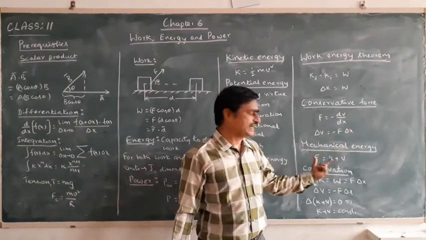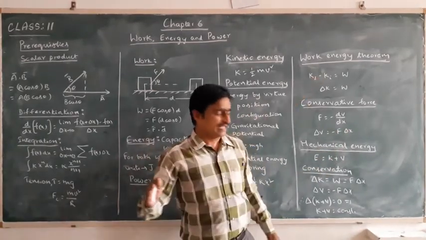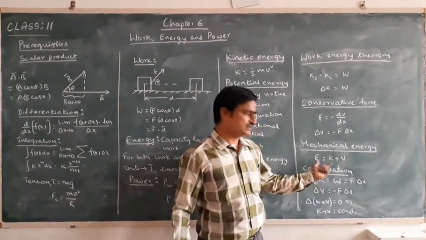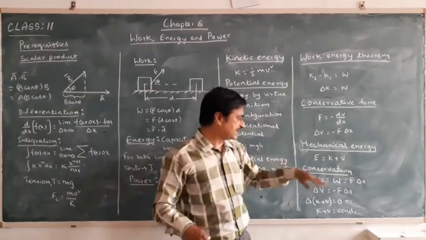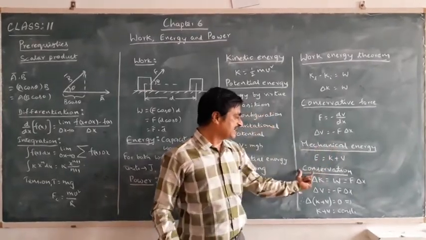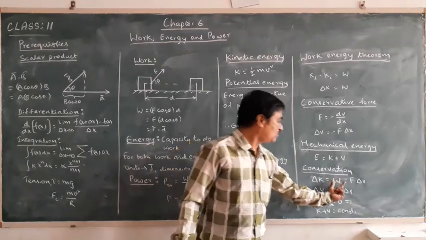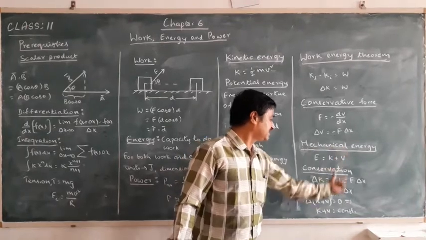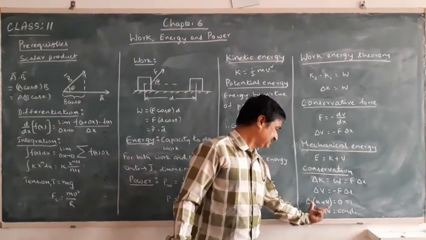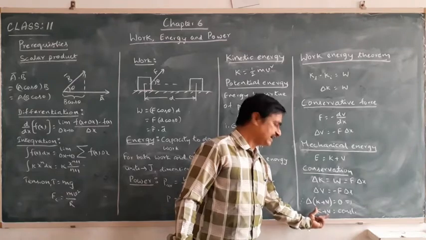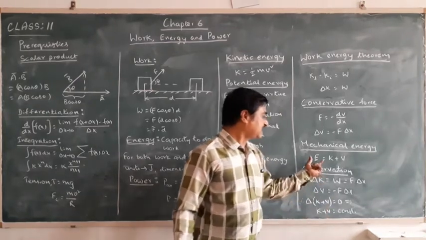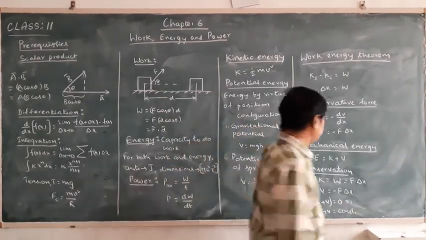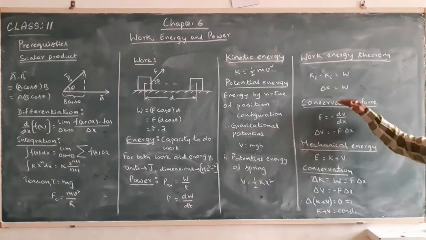Then mechanical energy. The sum of potential and kinetic energies is called mechanical energy. Conservation: we know delta K is equal to work. Work is written as F dx, and the potential change delta V is written as minus F dx. Then simply rearranging this, we get K plus V, that is, the total mechanical energy is going to be constant in the case of conservative forces.